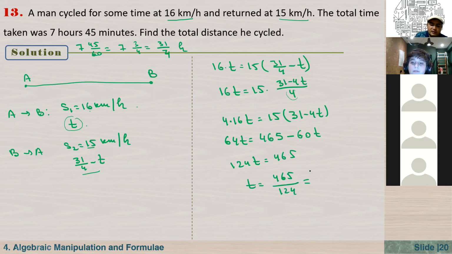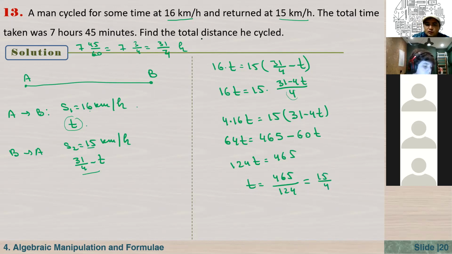Now if you simplify this, 465, what is the common factor? I think the common factor is 4 times 31, yes. 31. So if you simplify it, we get 15 over 4.